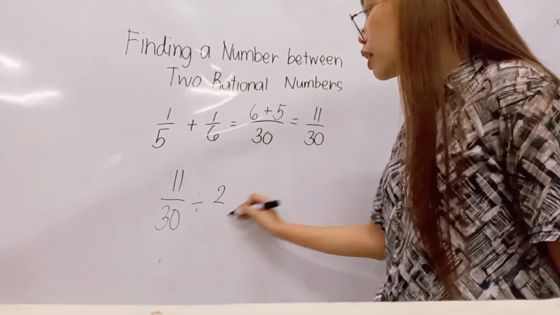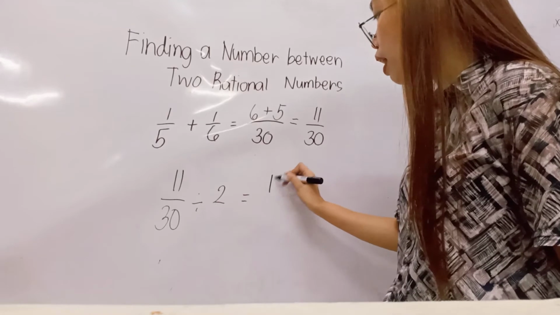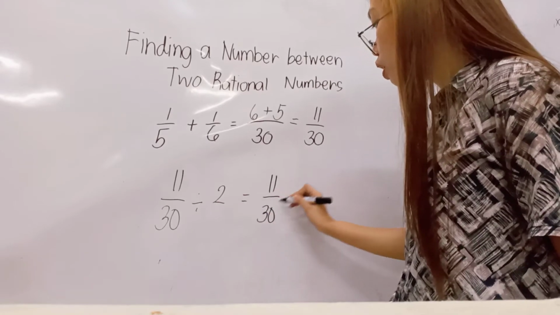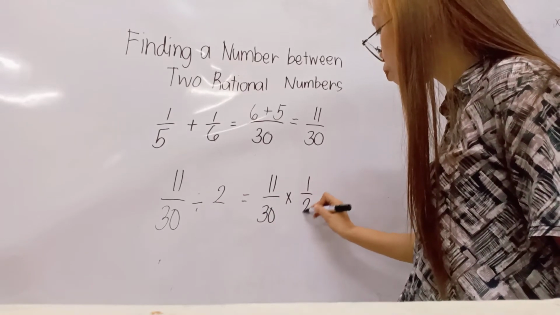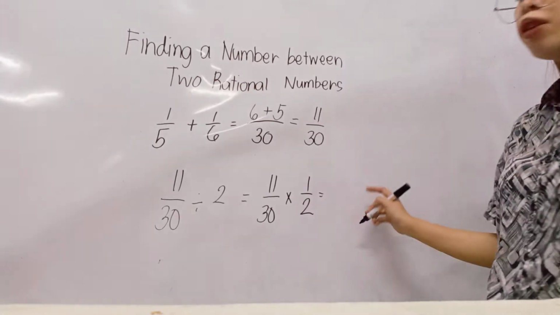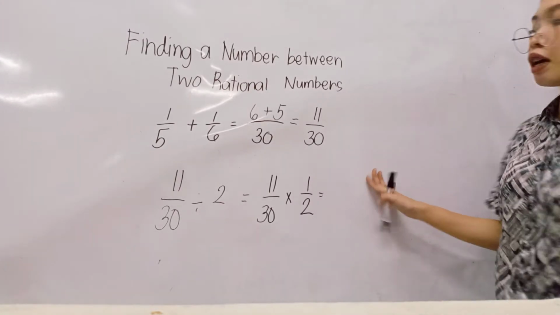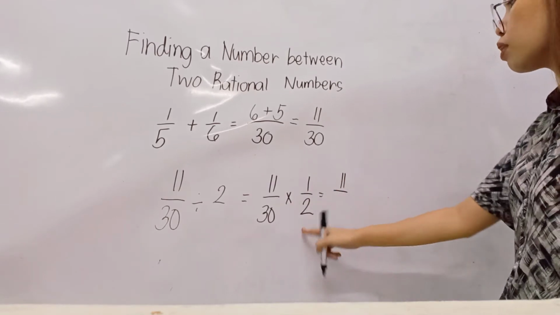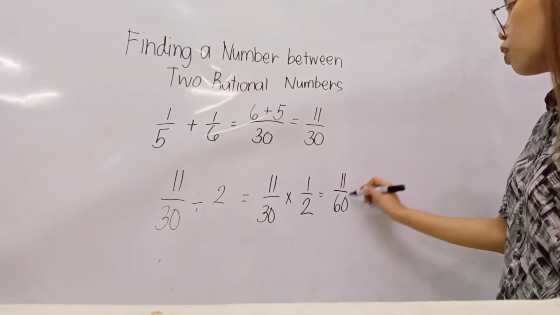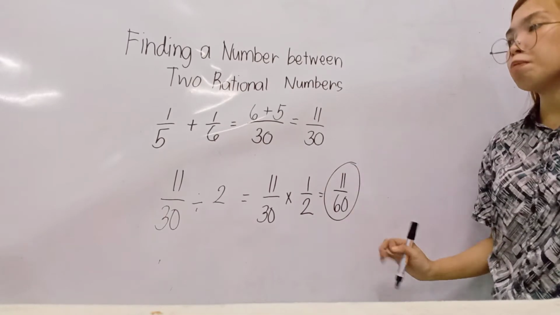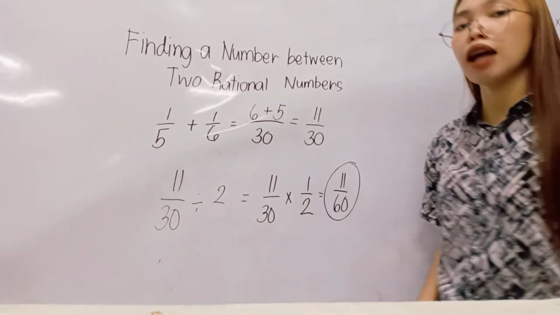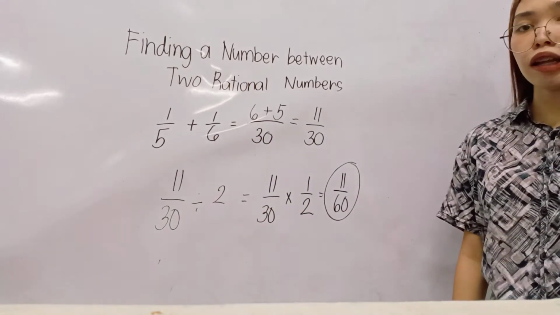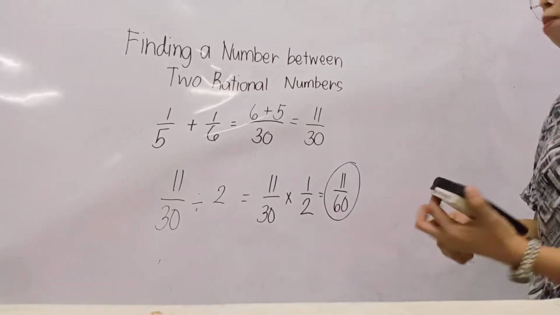So, getting the reciprocal, we will have 11 over 30 times 1/2. So, directly multiply the numerators and denominators. 11 times 1 is 11. 30 times 2 is 60. So, 11 over 60 is a number between 1/5 and 1/6. Okay? So, that is the process.